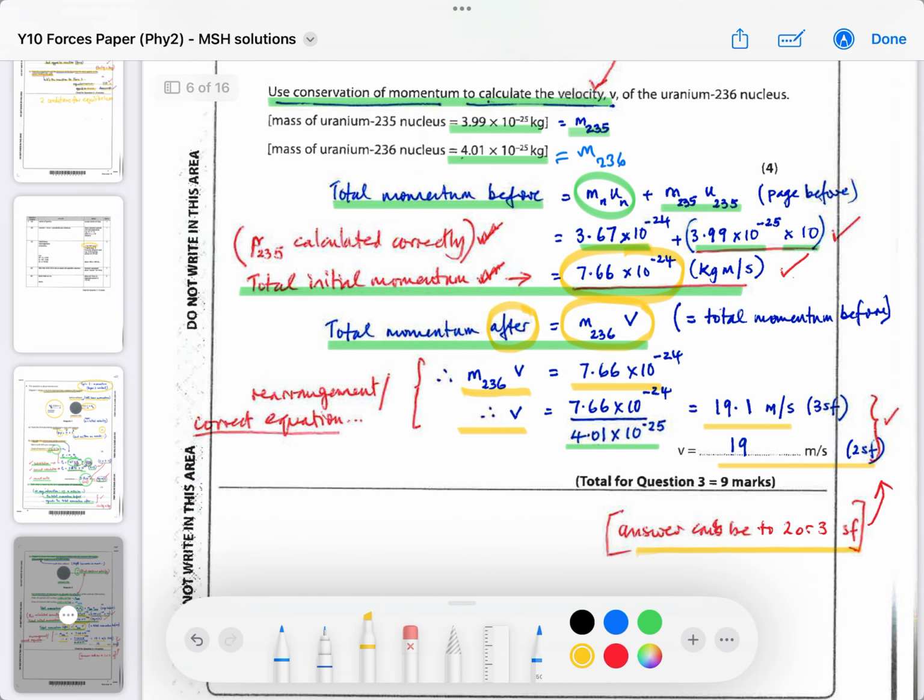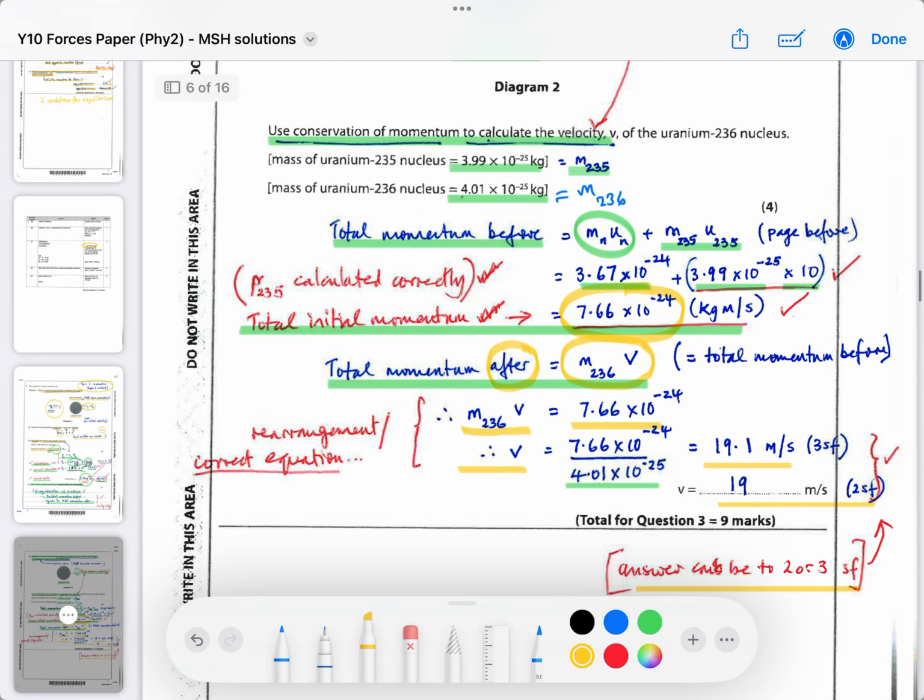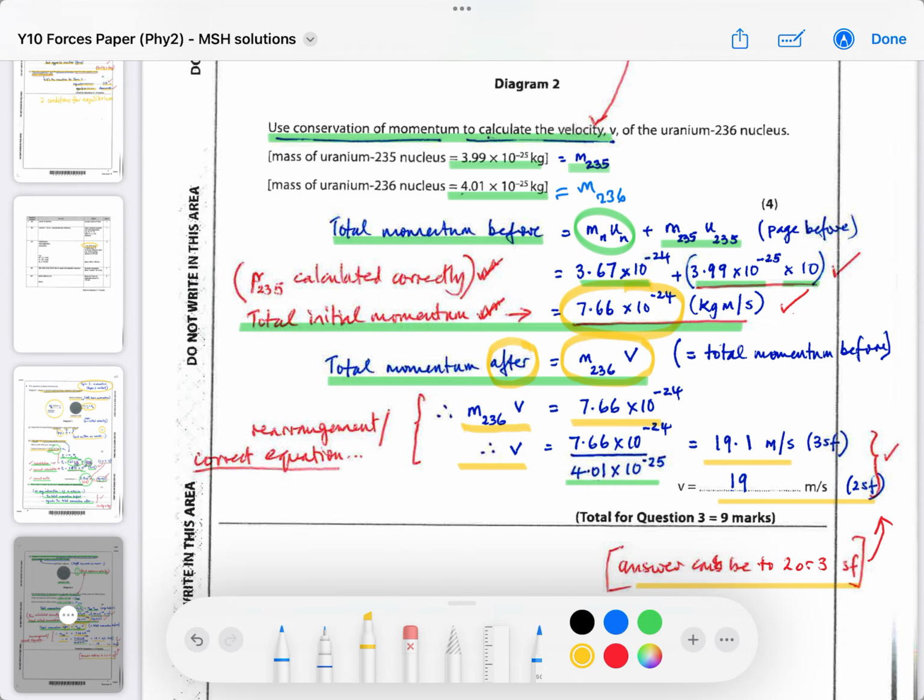So these 2 questions we just went through, moments and momentum, are only for physics IGCSE students and not double science students. The next 2 questions, however, are common to double science and triple science, so I'm going to do them in a separate video so double science students can also benefit from my solution.